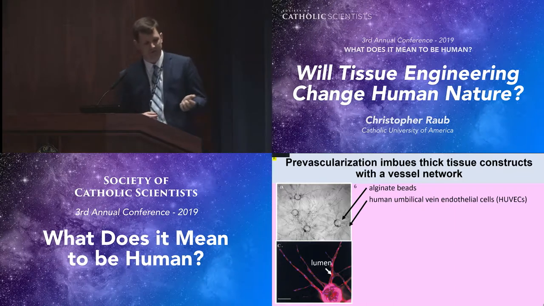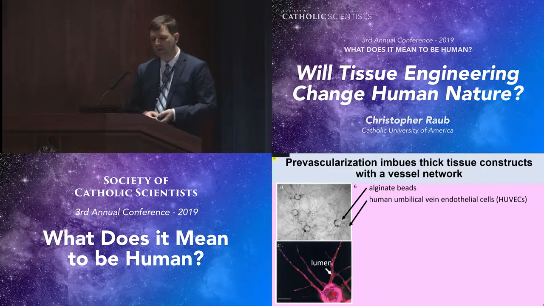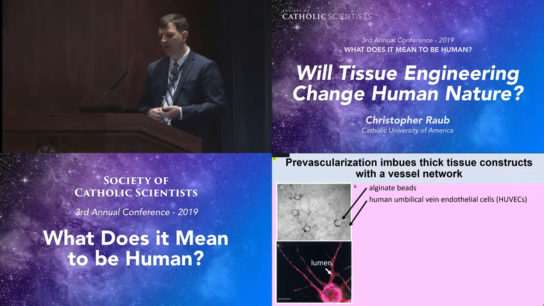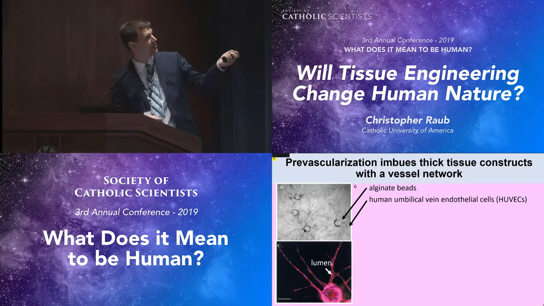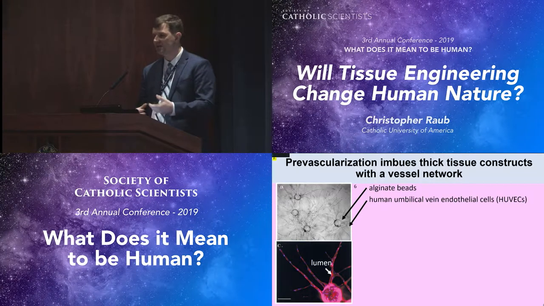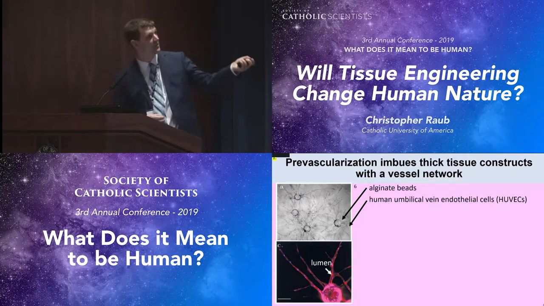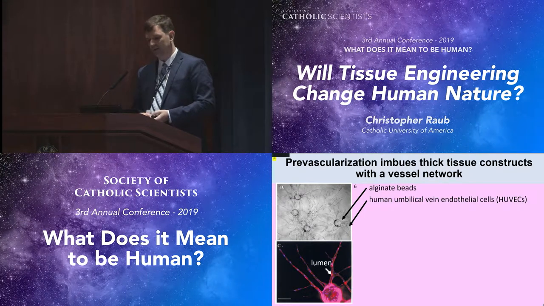This was an early attempt at prevascularization from the lab of my PhD advisor, Steve George, at UC Irvine, in which the researchers took human umbilical vein endothelial cells derived ethically from discarded umbilical cords from live births at the local hospital. And these cells, when placed on an alginate bead, this biocompatible bead derived from seaweed, and then placed in a thick tissue construct, spontaneously self-assemble into these sprouting vessel-like networks, which even have lumens on the inside, as you can see from this fluorescence micrograph.